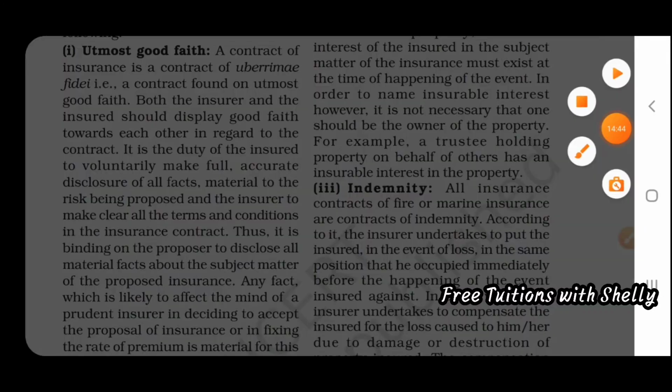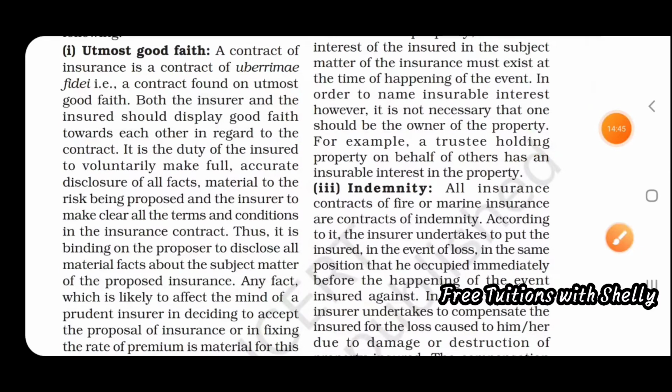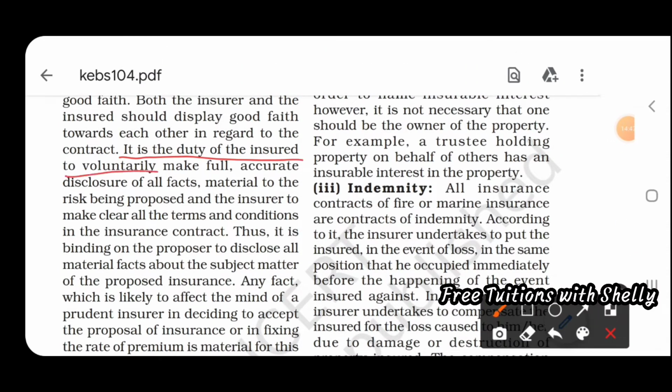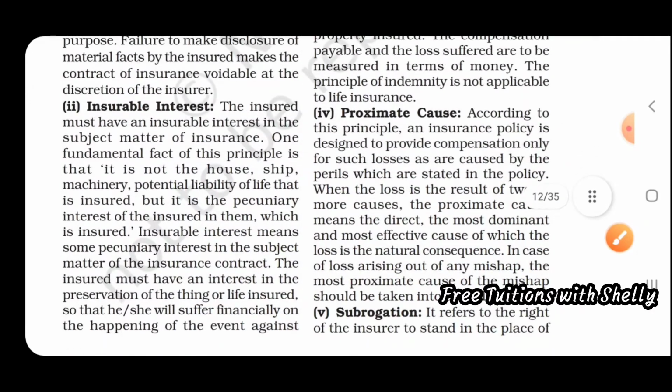So it is the duty of the insured to voluntarily make a full and accurate disclosure of all facts material to the risk being posed, and the insurer to make clear all the terms and conditions in the insurance contract. So the insured and the insurer must disclose all the facts and contents, and they must be honest in doing their activity. The second one is insurable interest.